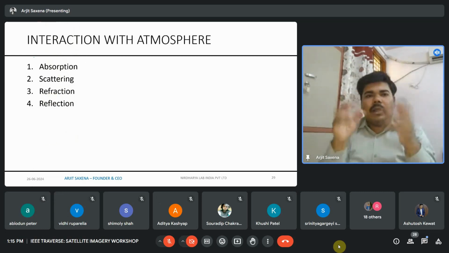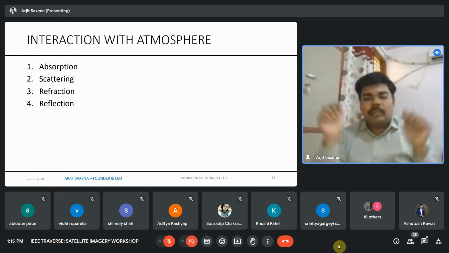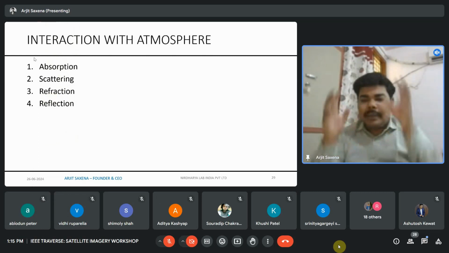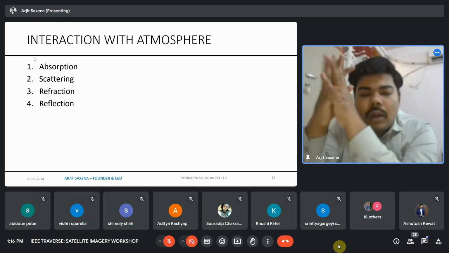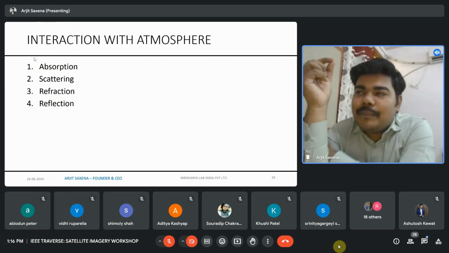Like there are some dust particles. Here also, I am sitting in a very clean room, but this room will also have some dust particles around it. So those dust particles are absorbing this light wave. Let's say there is a light wave which is coming towards us. This has been absorbed, this has been absorbed.